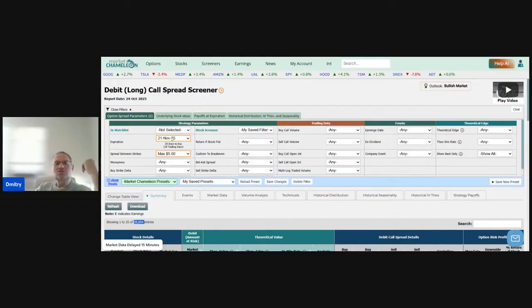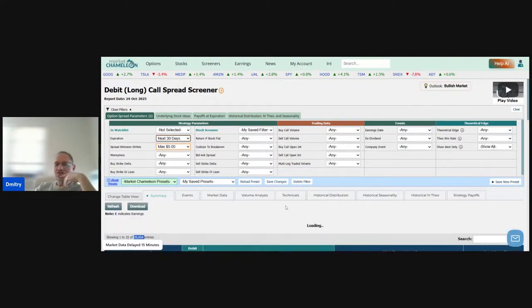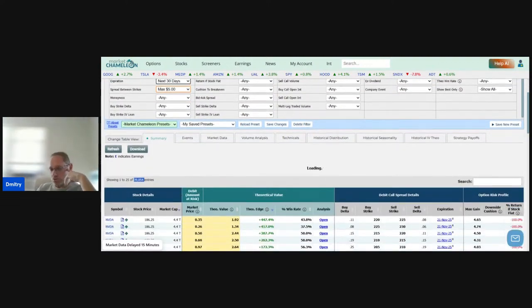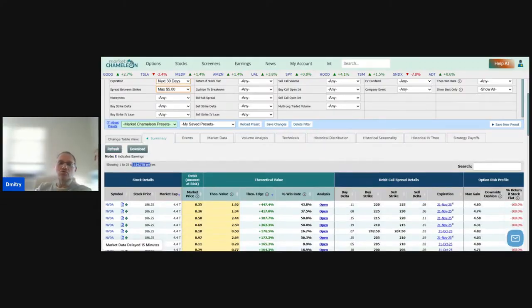First, I'm going to expand the different expirations. I'm going to click on this, and we're going to show call spreads that expire within the next 30 days. If we click on that, this increases the potential call spreads we're analyzing. Right now we're at 39,000. Now we have 114,000. When you have so many different call spreads, you want to start narrowing them down for further analysis, and you might want to use different filters and parameters to do that.